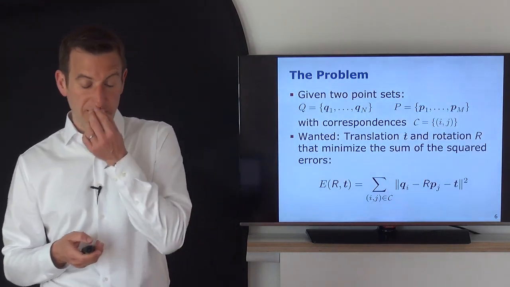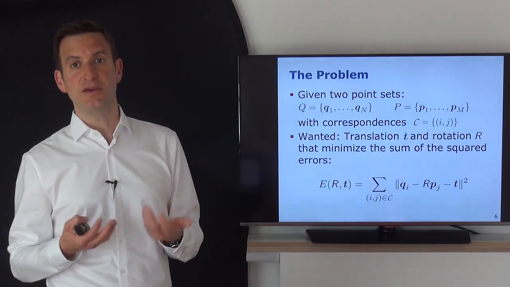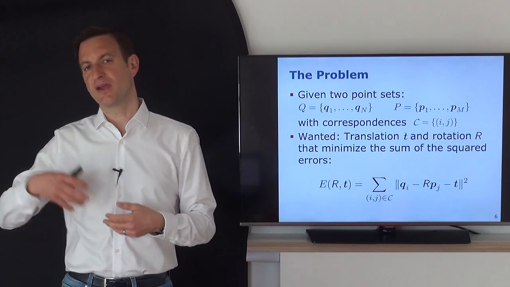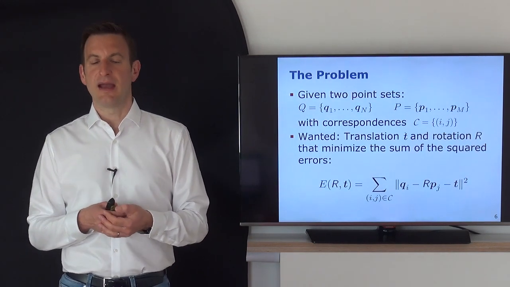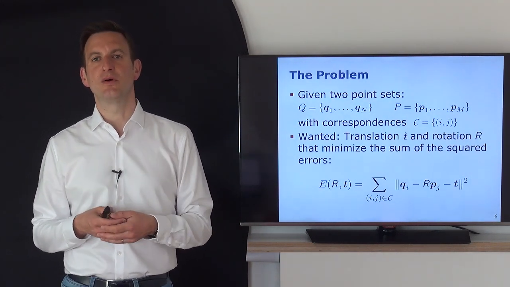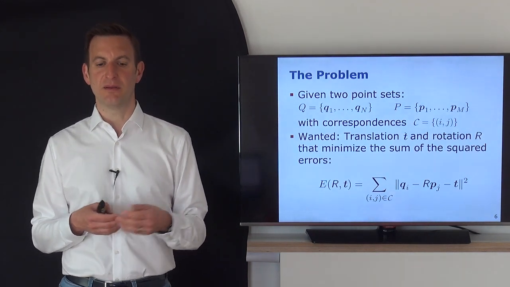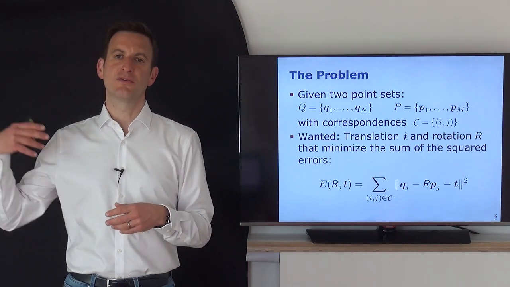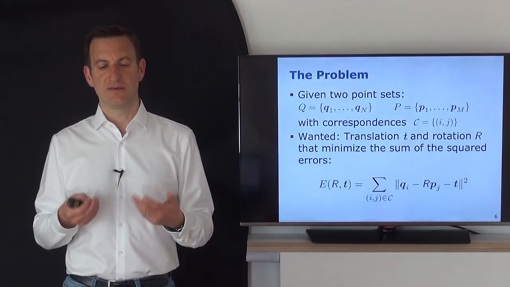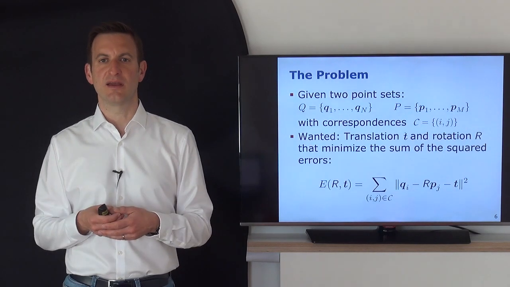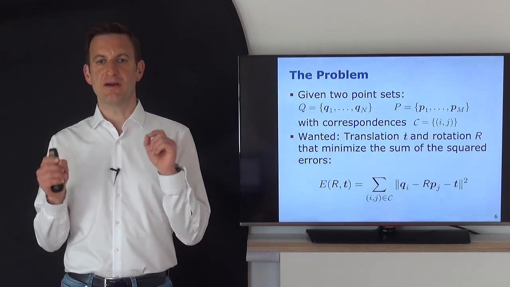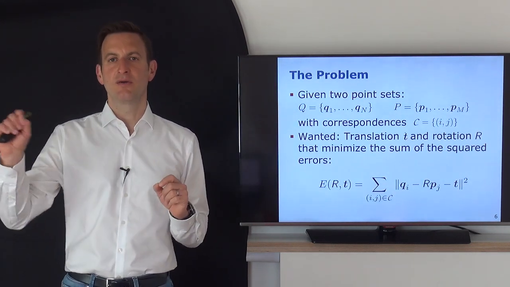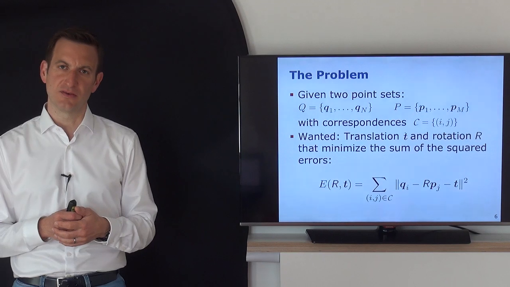So we assume we have two sets of point clouds, a point set Q and a point set P, where Q is, for example, taken from the first scan and P is taken from the second scan. And we assume at the moment to also have so-called correspondence information. That means we know that a point i in the first point cloud corresponds to a point j in the second point cloud, index i and index j. That means we have a set of pairs of IDs, which tells us a certain point in scan number 1 corresponds to a certain other point in scan number 2.